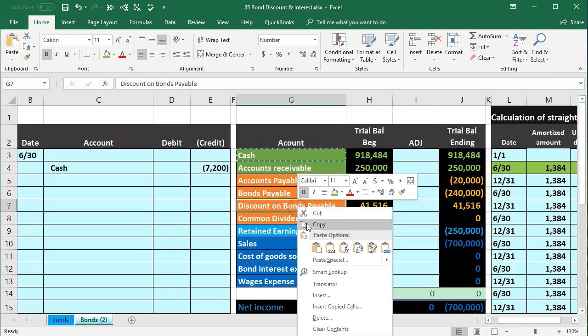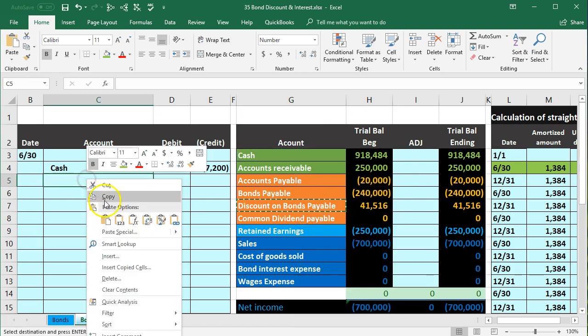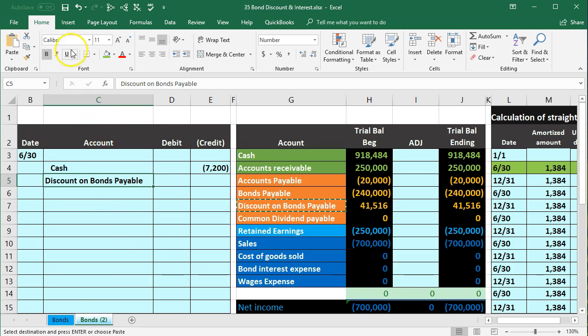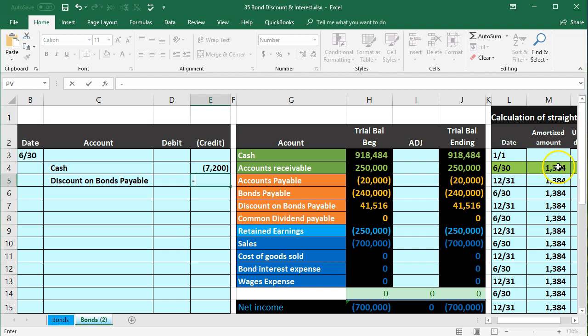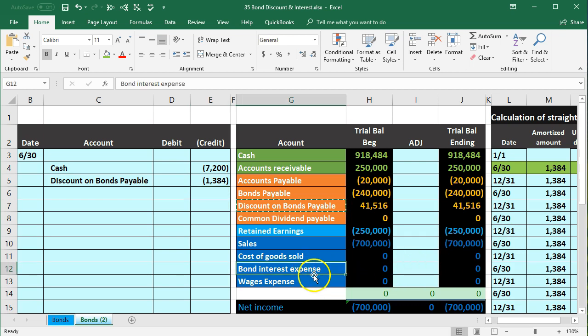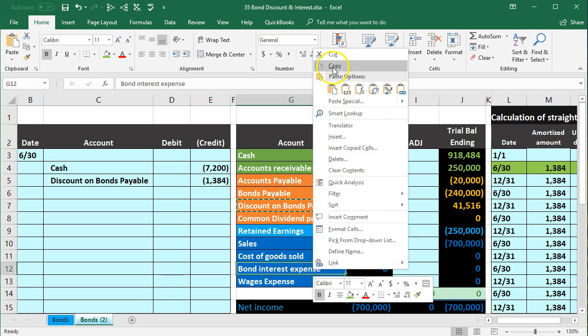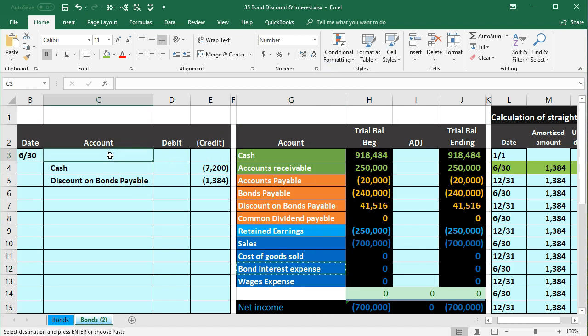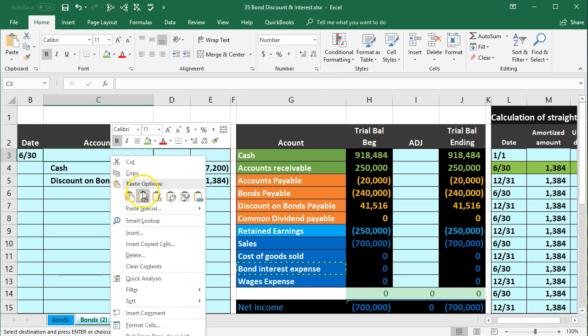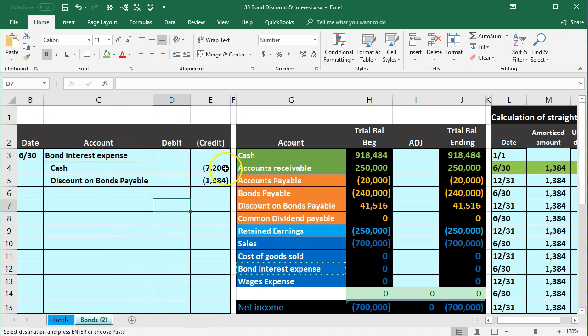So I'm going to right-click and copy and put that in C5, right-click and paste 1, 2, 3. We're going to increase the indenting, and that's going to be a credit for the amount we determined over here. So I'm going to do that with a formula, negative of this number. Then we need a debit, and that debit is going to go to the bond interest, the expense. So I'm going to right-click and copy. Expenses have debit balances. They only go up in the debit direction. Put that in C3, right-click and paste 1, 2, 3. It's going to be the sum of these two, 7,200 plus the 1,384.